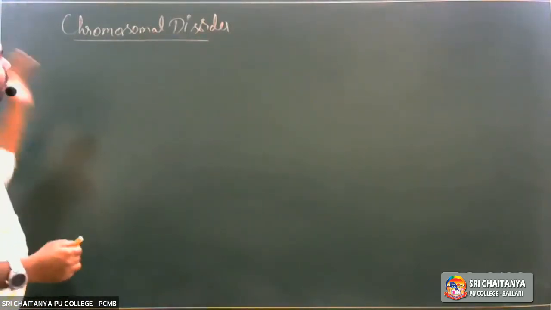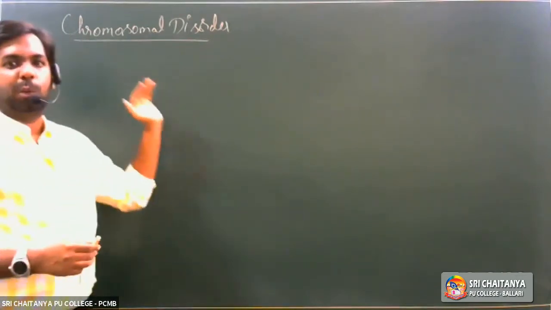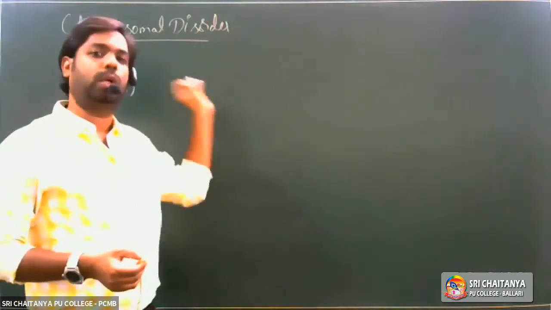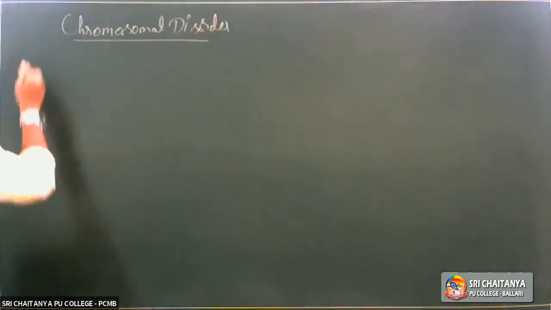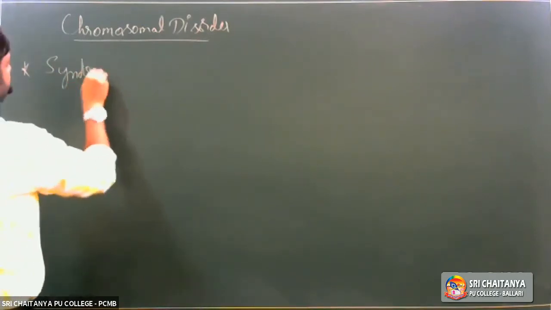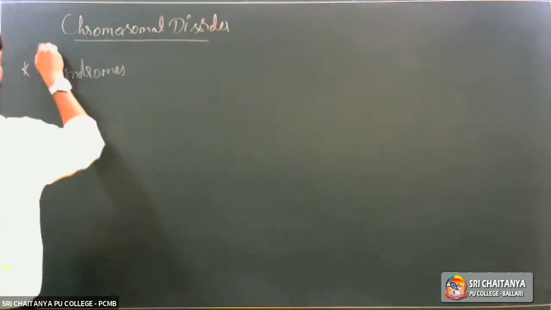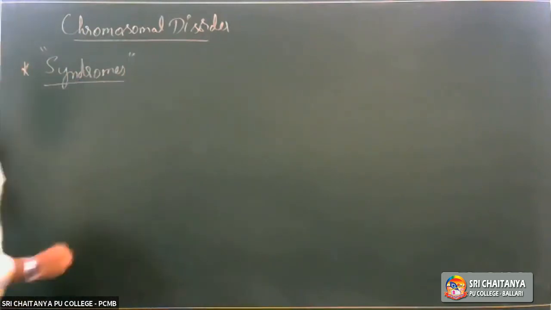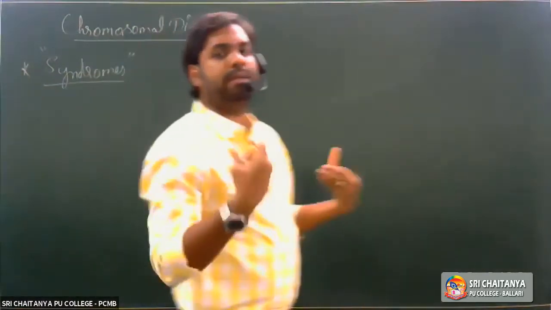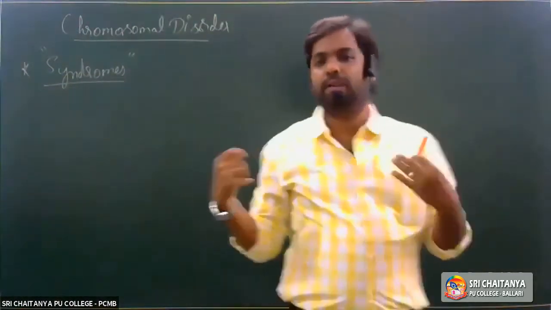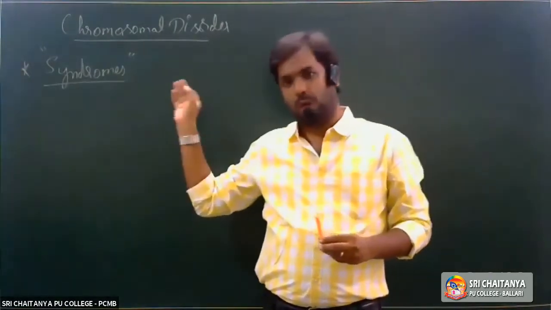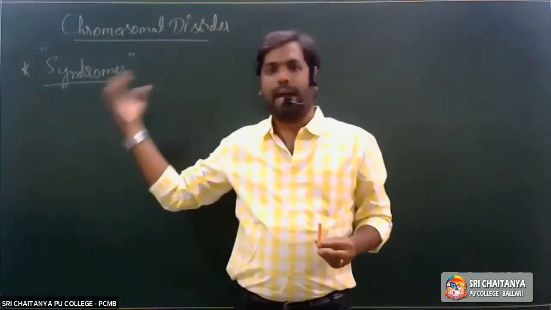But before we actually get into autosomal chromosomal disorder, a few important things you need to remember with regards to chromosomal disorders. The first thing, chromosomal disorders are usually referred to as syndromes, right? So we usually call the disorders syndromes. We have different types of syndromes, which we'll be taking up in detail in this particular session, right? Almost all of the chromosomal disorders are referred to as a syndrome.